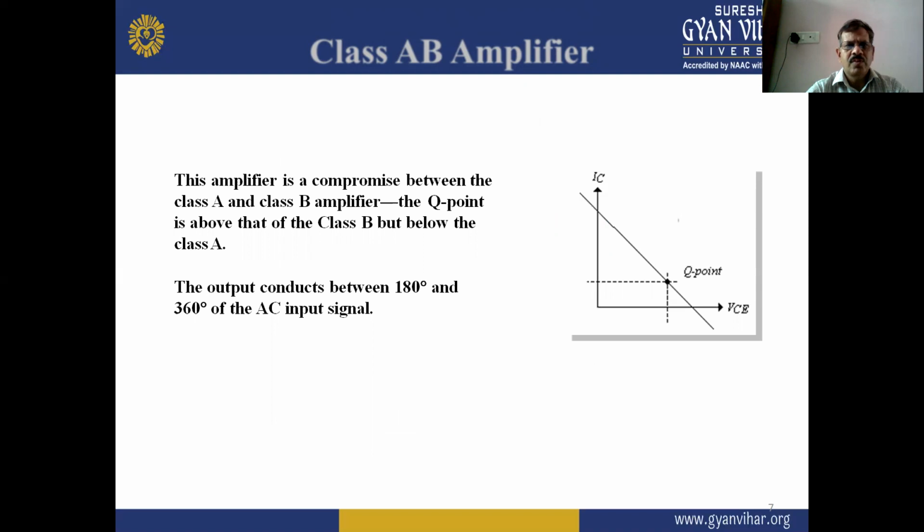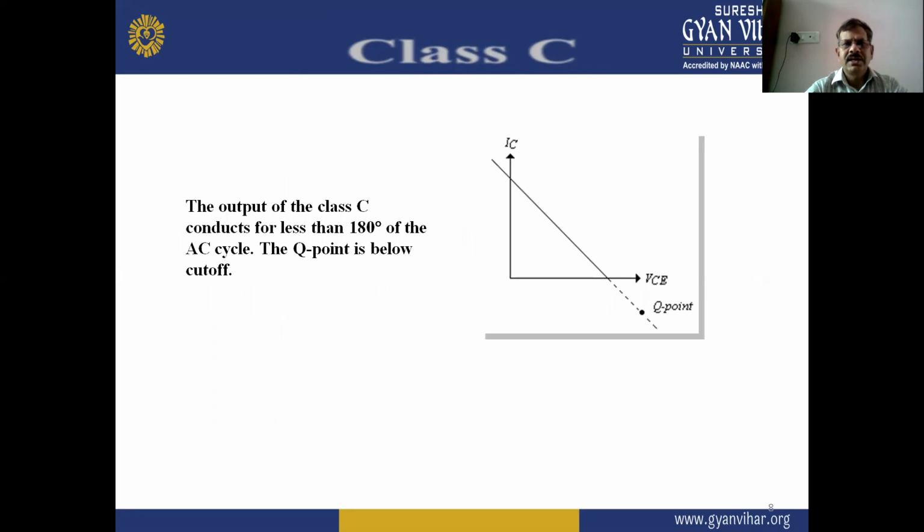This amplifier is a compromise between class A and class B amplifiers. That is the class AB amplifier. The Q point is above that of class B but below class A. We can also see this in this figure. The output conducts between 180 degrees and 360 degrees of the AC input signal. In class C amplifiers, the output conducts for less than 180 degrees of the AC cycle, so the Q point or operating point is below the cutoff. We can also see this in this figure.